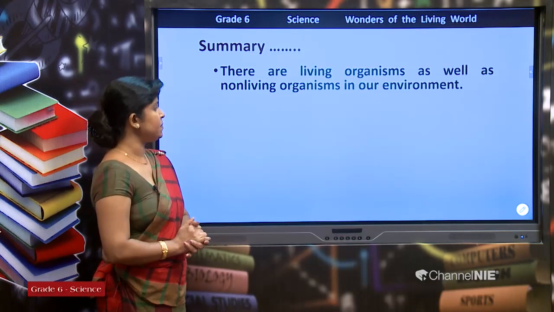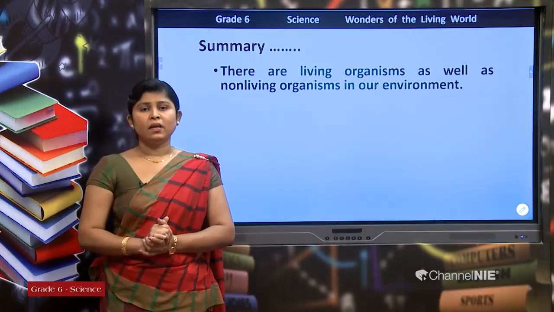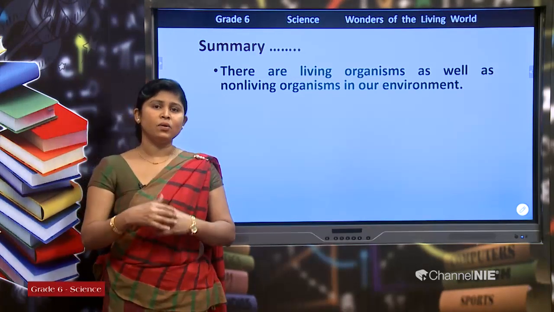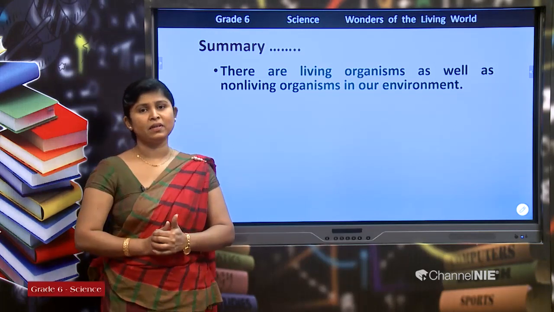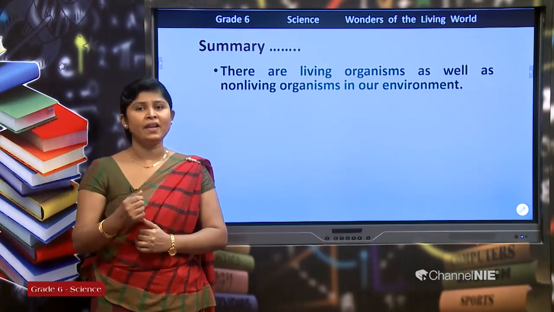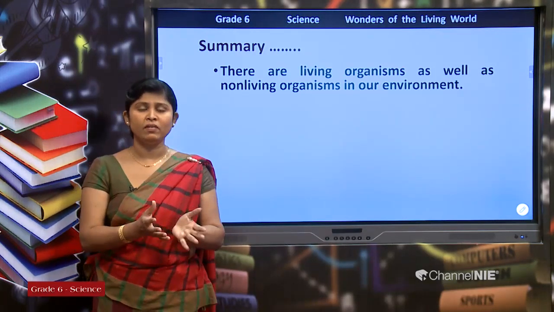There are living organisms as well as non-living organisms in our environment. Today, after this lesson, you can go outside your house and visit your home garden. Then you have to identify the living organisms and non-living things in your environment, and list them in your writing book. If you want, you can take a hand lens to observe the small organisms living in the soil or in water.